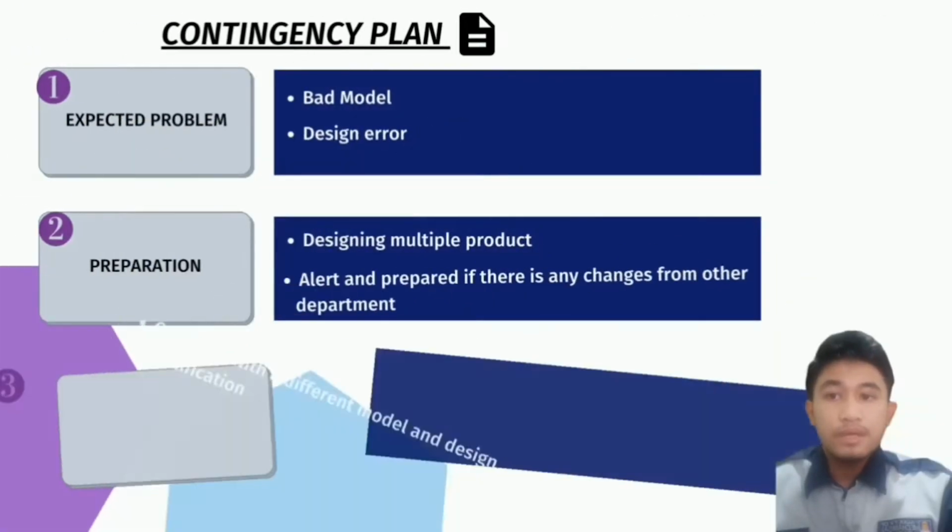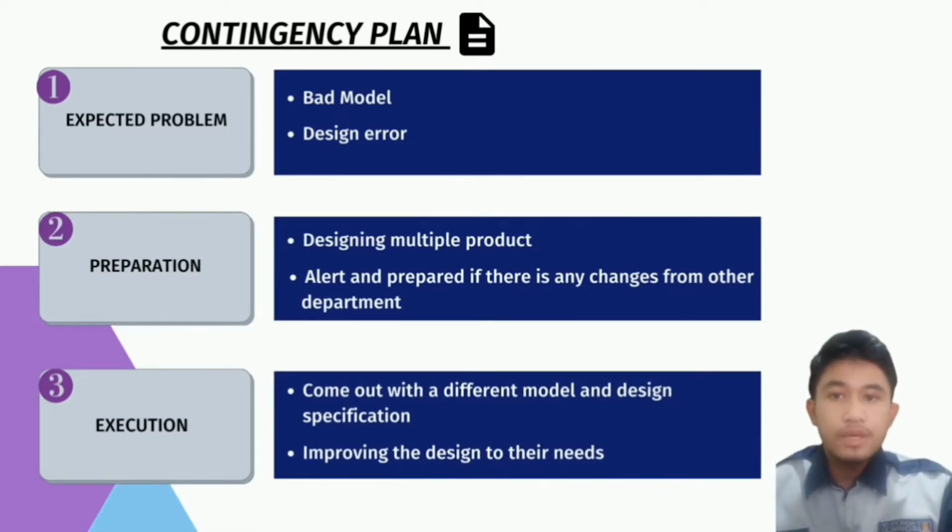For the contingency plan, the first one is expected problems, which include bad model and design error. The second one is preparation, where we will design multiple products and be prepared for any change from other departments. And the last one is execution, which is to come out with different models and design specifications and also improve it to the customer's needs.